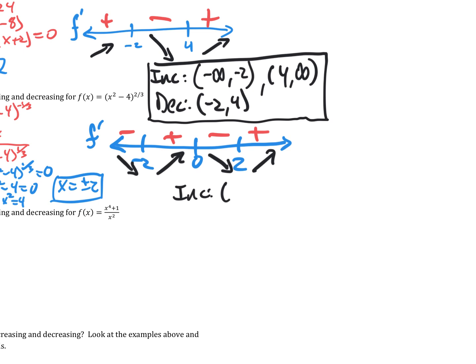That's going to be from negative infinity. Nope, sorry. Let's try that again. From negative 2 to 0. And from 2 to infinity. So increasing on these two intervals, this one here and this one here. Decreasing is going to go from negative infinity to negative 2 and from 0 to 2. And that covers the whole gamut there.